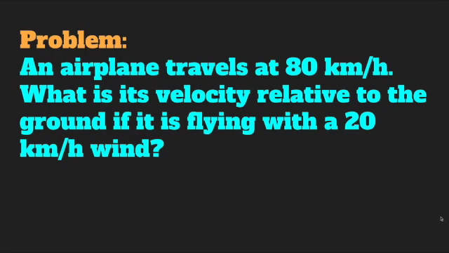Once we know how to draw just one vector, we can look at a problem with multiple vectors in it. For example, an airplane travels at 80 kilometers per hour. What is its velocity relative to the ground if it is flying with a 20 kilometer per hour wind? I'll switch over to my graph paper to show you how to do this.